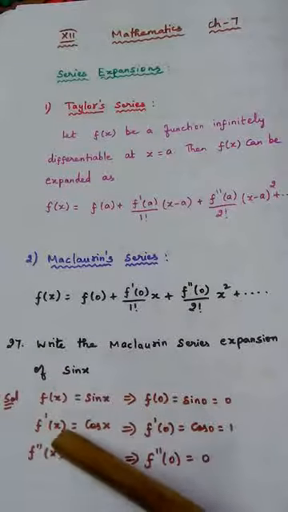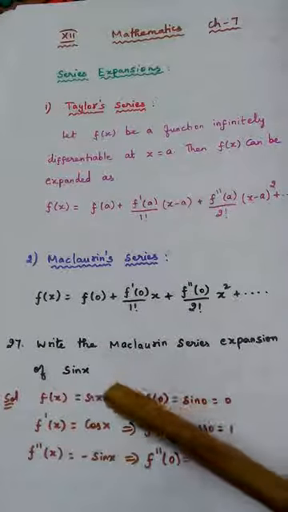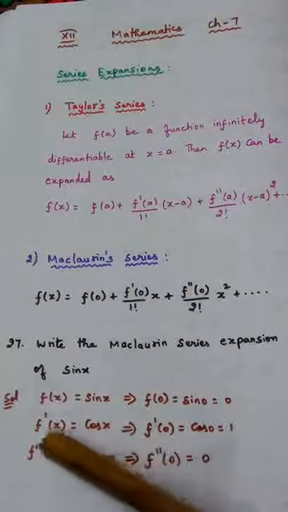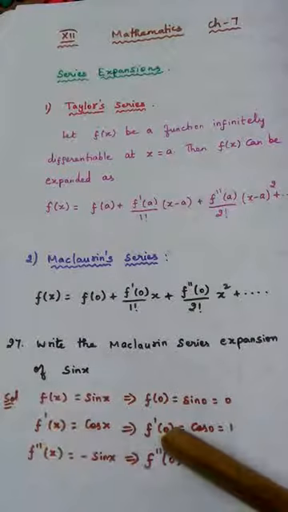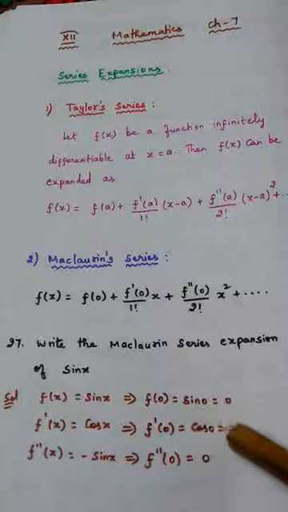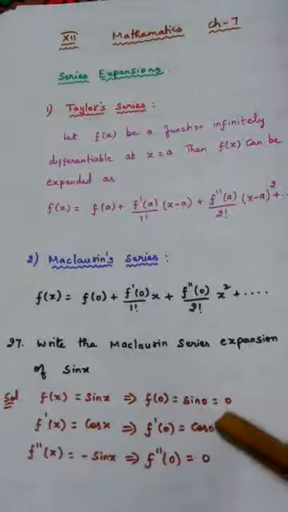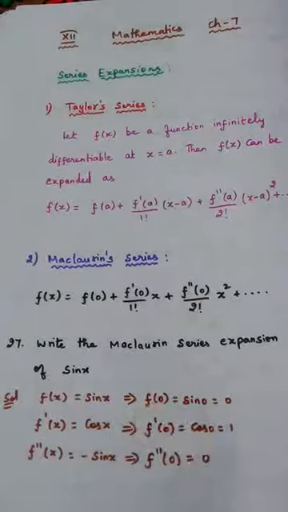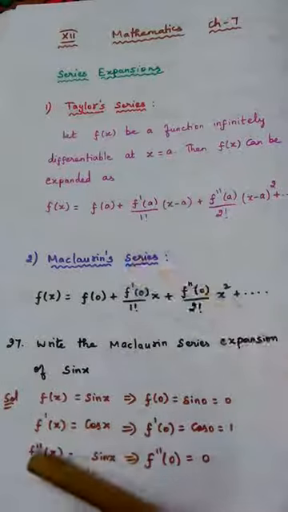f dash of x. Differentiation of sin x is cos x. Put 0 in place of x. So it becomes cos 0. Cos 0 is 1. Now a value we got here. So one value we got. Still 2 more values we need.